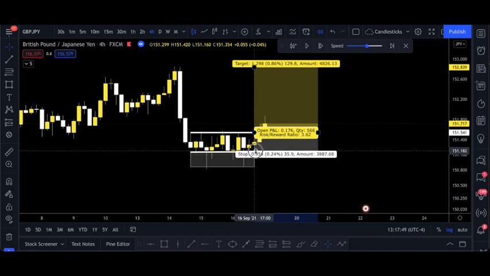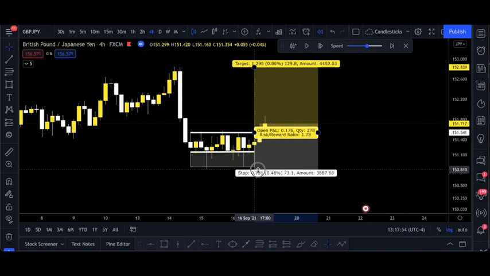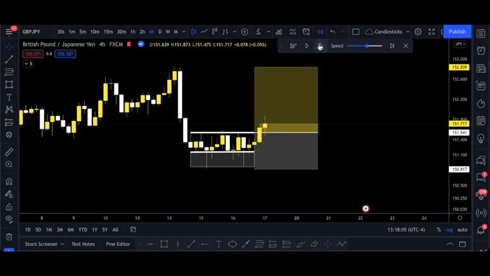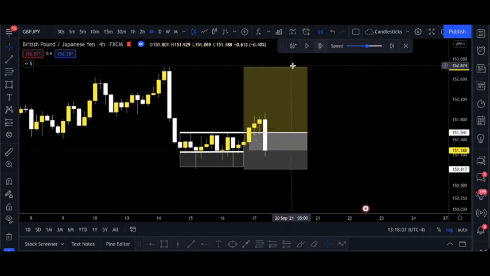Right, they'd be like, okay, put it down here at the support. Some people may even go a little bit lower. That's a 73 pip stop loss. That's kind of intense, but people do it, right? So some people would even put it below the lows. They would do that breakout trade, and then you'd come through here and you'd see that it doesn't play out.